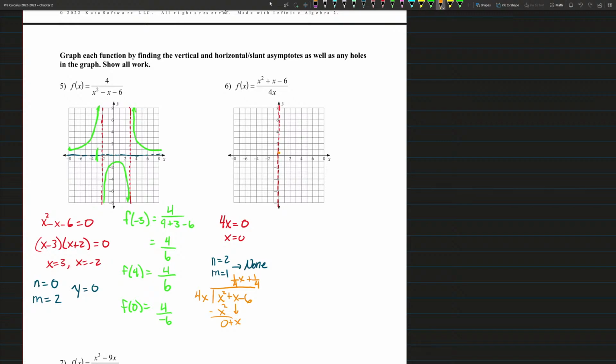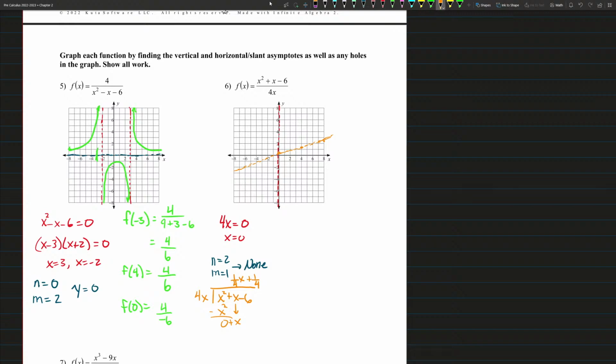Okay, so 1/4 x plus 1/4, that goes about 1/4 above the origin. That's our y-intercept. And then we go up 1 over 4. So right about here, up 1 over 4. So right about here. Okay, so then that's our asymptote.